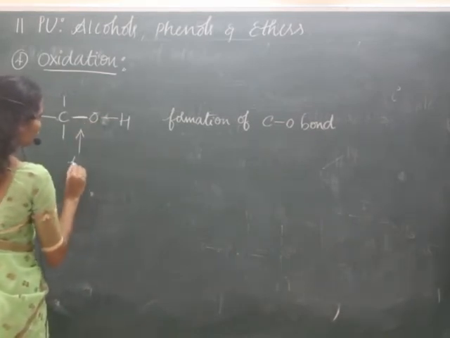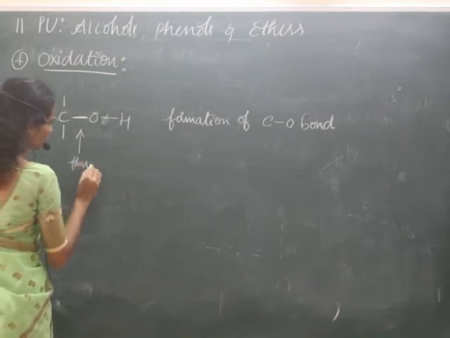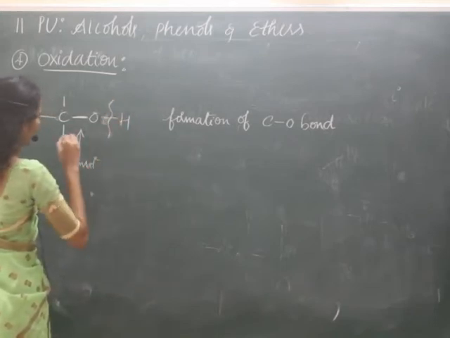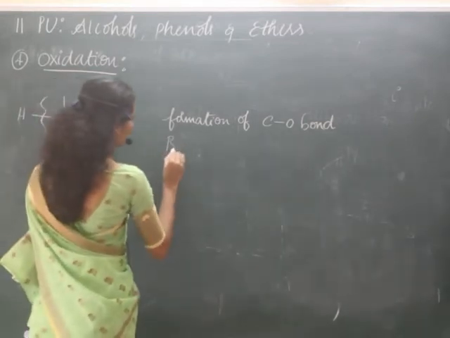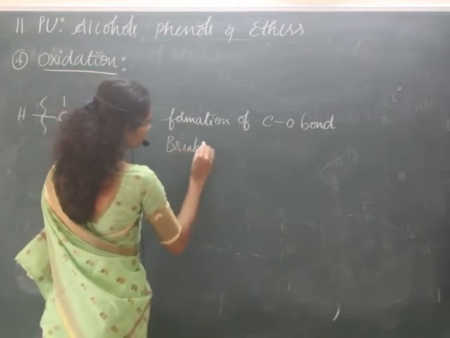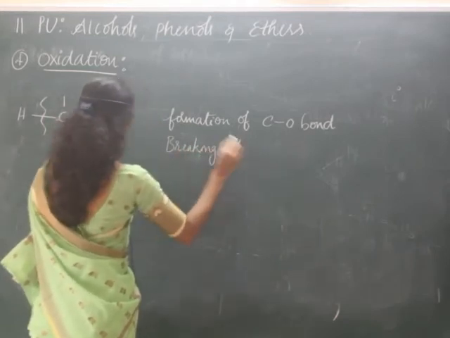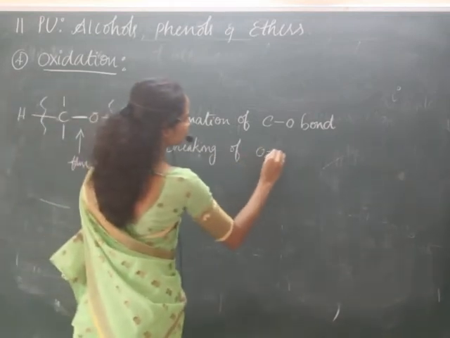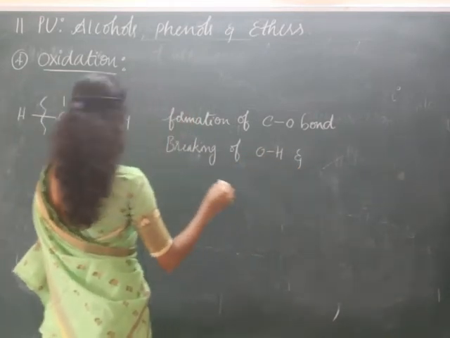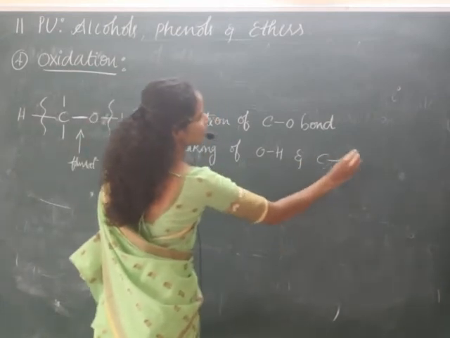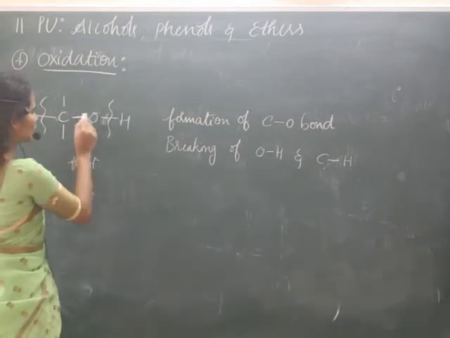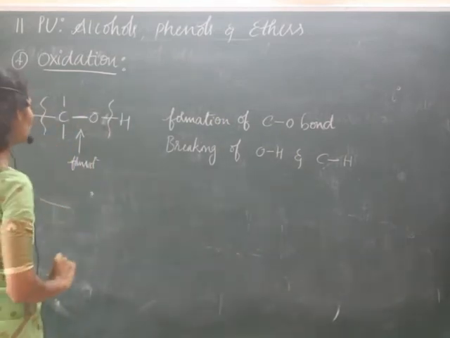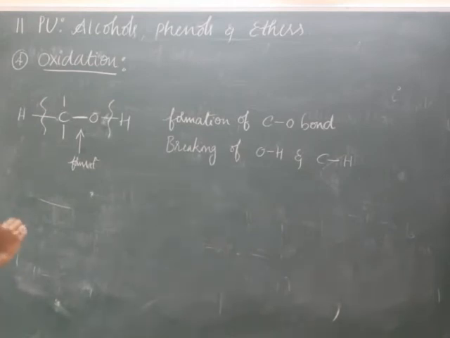This bond formation and breaking of which bond? OH and one more CH bond takes place. During oxidation, what happens? Formation of carbon oxygen bond and breaking of OH and CH bond takes place. I will explain with the example.